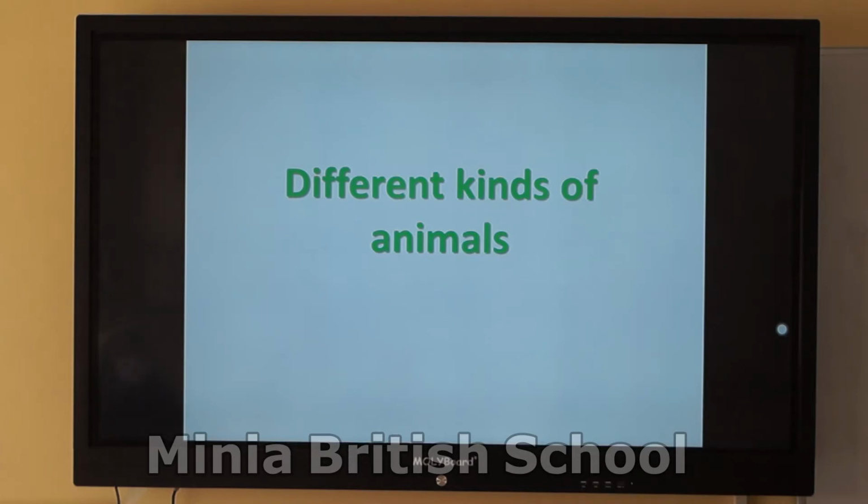Today's topic is called different kinds of animals. Again, different kinds of animals. As you know, there are many types of animals, and these animals are not similar to each other. They are different from each other according to many points.